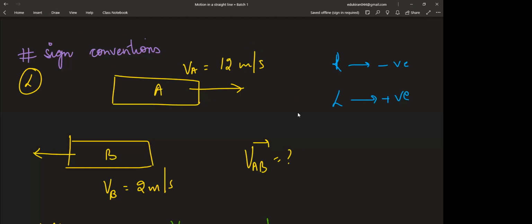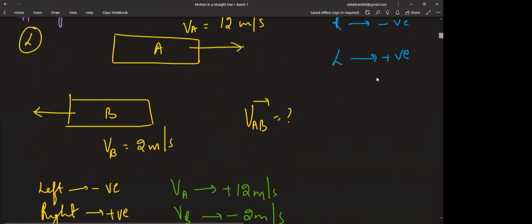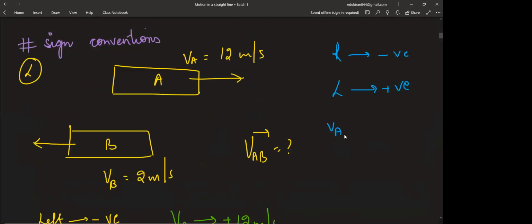Then I have to calculate the relative velocity, and I have told you the formula also. It's VAB, that is VA minus VB. So what is VA? I have taken right as negative, so I have to put a negative sign here, and left will be plus for me. So minus 12 minus, what is VB? VB is 2. So this becomes minus 14 meter per second. This is the relative velocity, not the individual velocity.